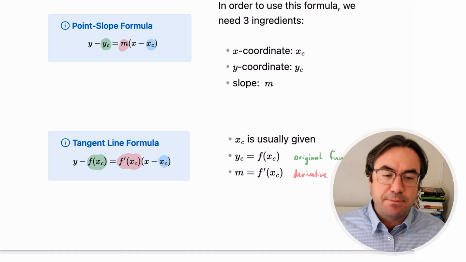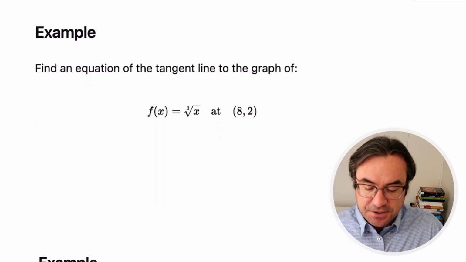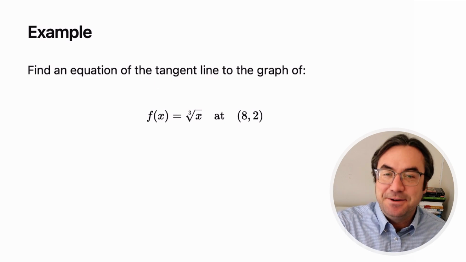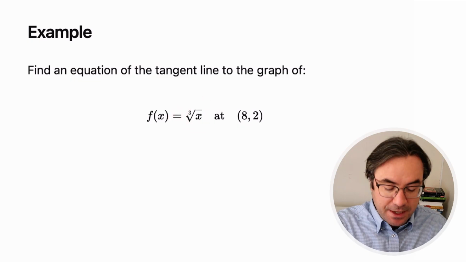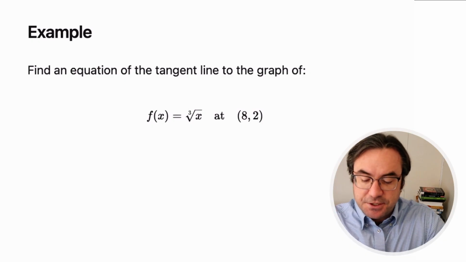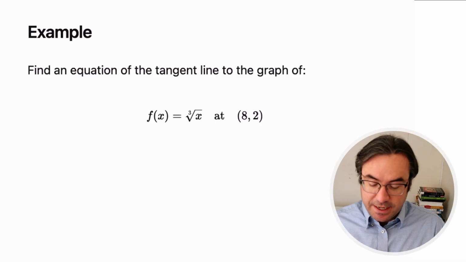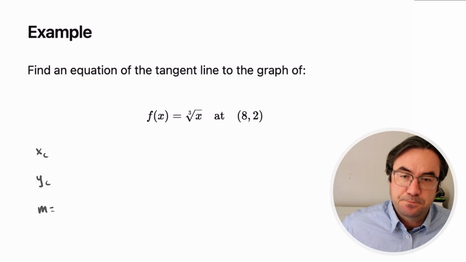So let's try an example. Let's find the equation of our tangent line, and the function we're looking at is the cube root of x, and we're looking at the point (8, 2). All right, so let's start by writing down the three things that we need. We need our x coordinate, we need our y coordinate, and we need our slope.